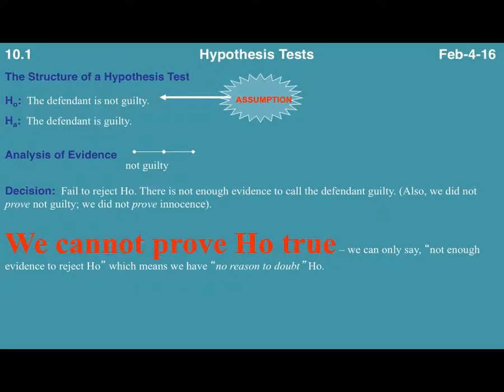Now, this part in red is really important. You never prove the null true. Ever. You never prove the null true. It's always that you have evidence for the alternative or you don't have evidence for the alternative. Those are the only two cases. So in the case where you fail to reject the null, all you're saying is there's not enough evidence for the alternative. So there's not enough evidence to believe that the defendant is guilty.